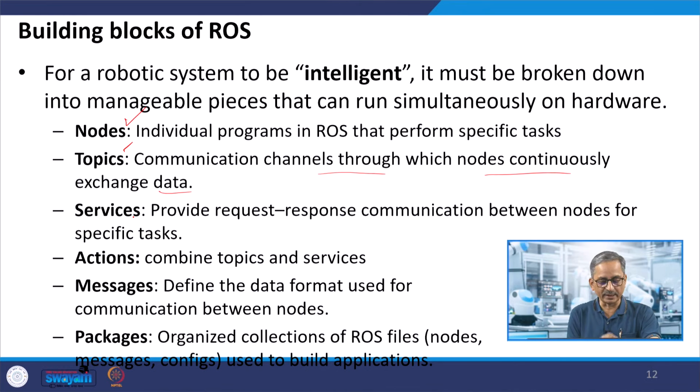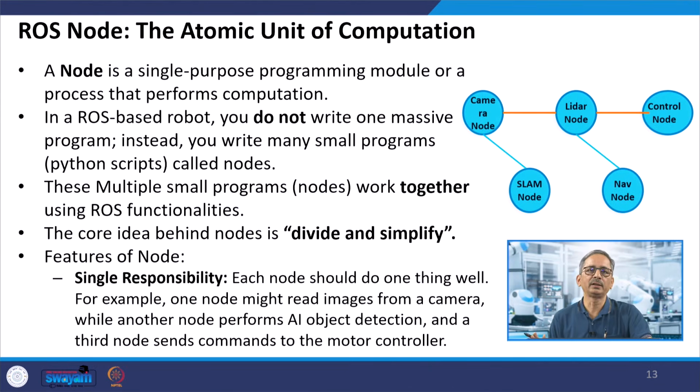Then you have the services. They provide request response communication between nodes for a specific task. Then we have actions, these combine topics and services. We have messages, they define the data format used for communication between the nodes, and we have packages. They are an organized collection of ROS files, which have nodes, messages, configuration, which are used to build an application. So, let us begin with the node first.